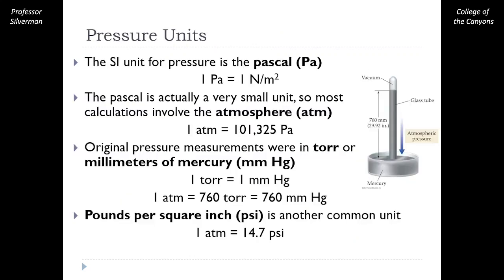Like we said, we can measure and calculate pressure, so we need some units. The SI unit for pressure is the Pascal, although in chemistry we are much more often going to be using units of atm. An atm is approximately the pressure exerted by the air around us, the atmosphere around us. And it's more convenient because, as it turns out, the Pascal is a pretty small unit.